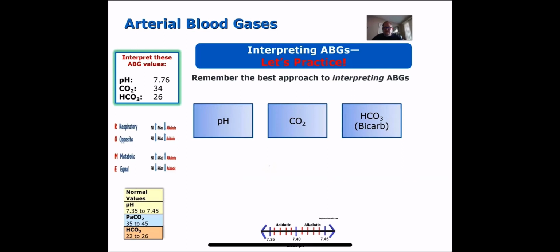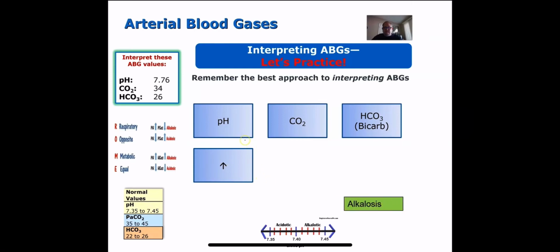We're going to do a couple of practice questions now, just so you can see examples of how to interpret these. We will definitely be spending a lot of time in class going over these interpretations. The first one: your pH is 7.76. If the normal range is 7.35 to 7.45, 7.76 is trending upwards, right? Which means it's alkalotic.